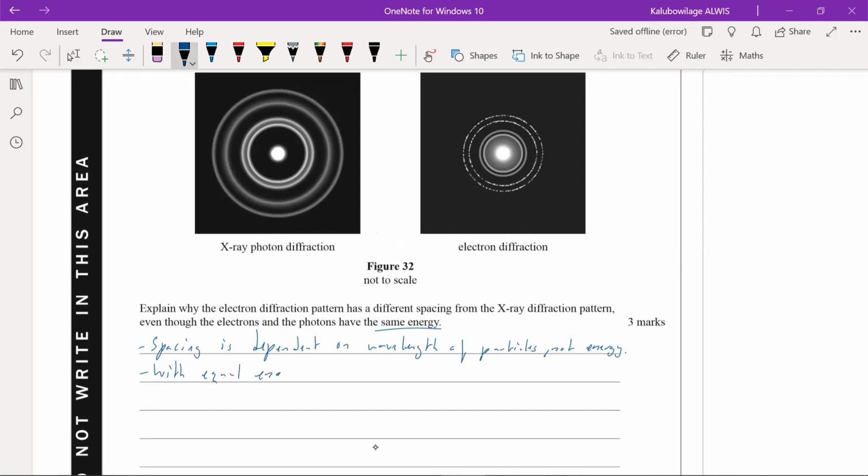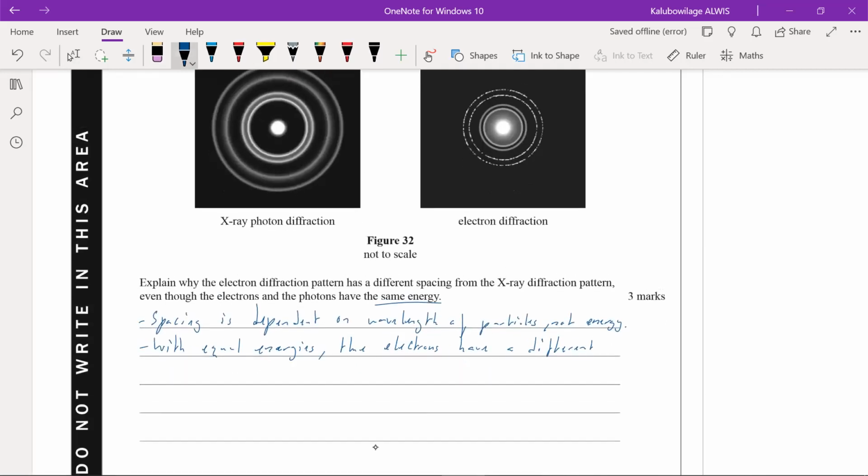At equal energies, the electrons have a different wavelength, and different spacing will occur.